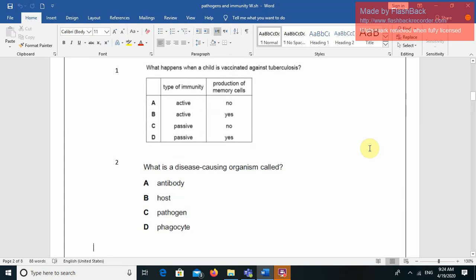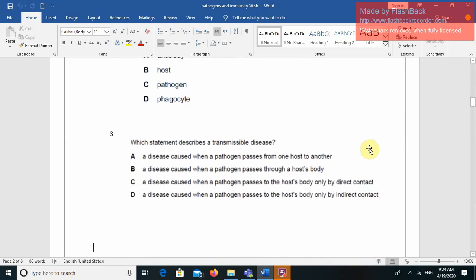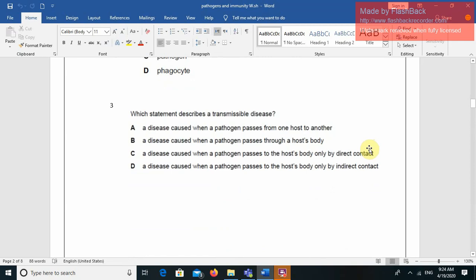Question 2. What is a disease-causing organism called? It is a pathogen, which is C.